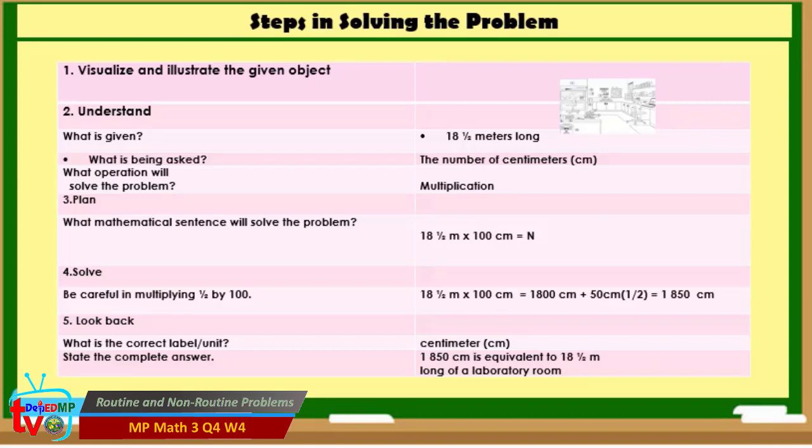What mathematical sentence will solve the problem? 18.5 meters times 100 centimeters equals n. Be careful in multiplying 1/2 by 100. 18.5 meters times 100 centimeters equals 1,800 centimeters plus 50 centimeters, times 1/2, equals 1,850 centimeters. Look back. What is the correct label or unit? Centimeter. State the complete answer. 1,850 centimeters is equivalent to 18.5 meters long of a laboratory room.